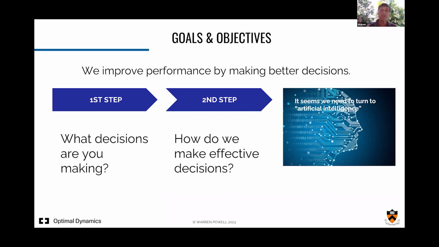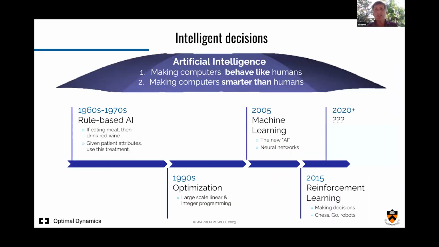And at some point, somebody's going to raise their hand and say, oh, well, we need artificial intelligence. So let me briefly comment on AI, because there are so many people who throw this term around. In the 1960s and 70s, AI was just rules. If you're eating red meat, then drink red wine, or if a patient has certain characteristics, then use this treatment. In the 1990s, optimization really emerged as a powerful set of tools. CPLEX became really emergent, very powerful.